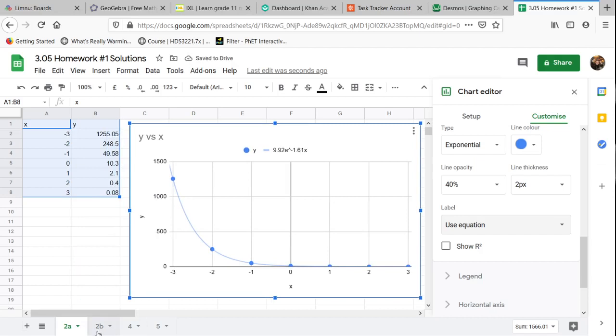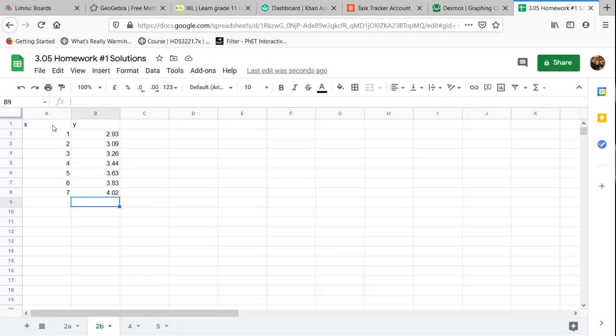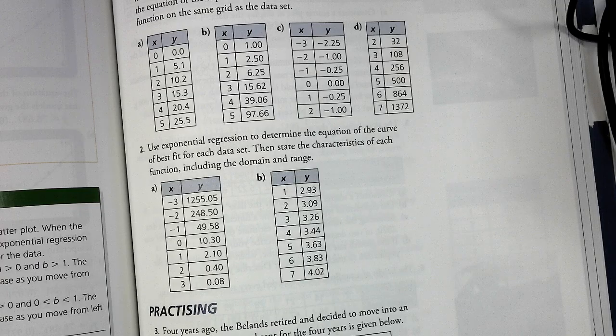Now, do we do question 2b or do we not do 2b? That is the question. We'll do 2b. So 2b, we are doing the same thing.